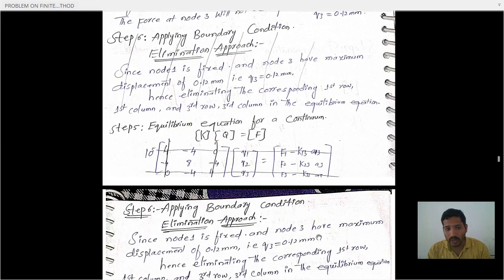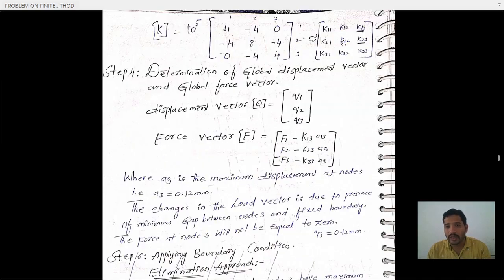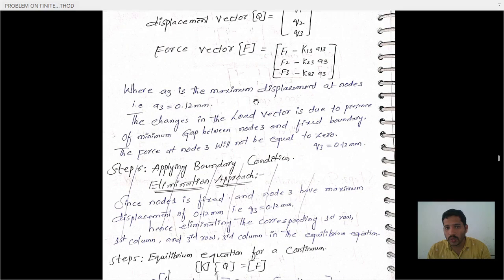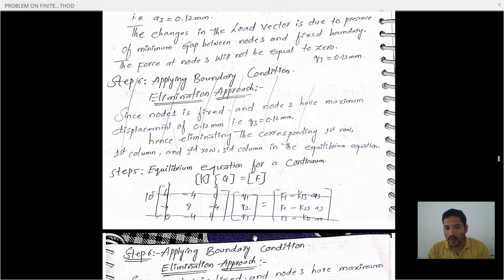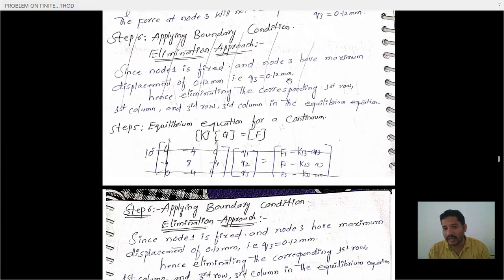Let us see this up to here in step number 5: equilibrium equation for a given continuum. So here we have the equation. What is the formula? KQ equal to F. K value we have is 10 power 5 times the matrix 4, minus 4, 0; minus 4, 8, minus 4; 0, minus 4, 4. And Q value is Q1, Q2, Q3. As well as here the nodal force is F1 minus K13 A3, F2 minus K23 A3, F3 minus K33 A3.